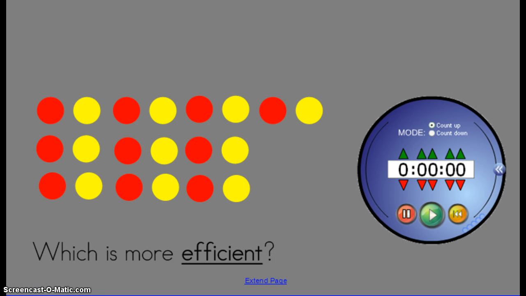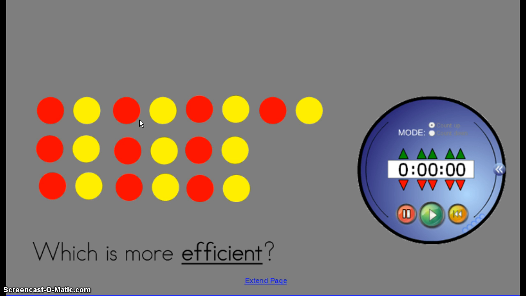Let's look at this. Look at all of these counters. Whenever I need to count a big group of things, I like to count by 2's. Let's see which is more efficient. What do you think? Which would be more efficient if I count each counter individually or if I count the counters by 2's? Well, I'm going to time myself and see which way is faster. So the first time I'm going to count each counter by itself. I'm going to count one at a time. Let's see how long it takes.